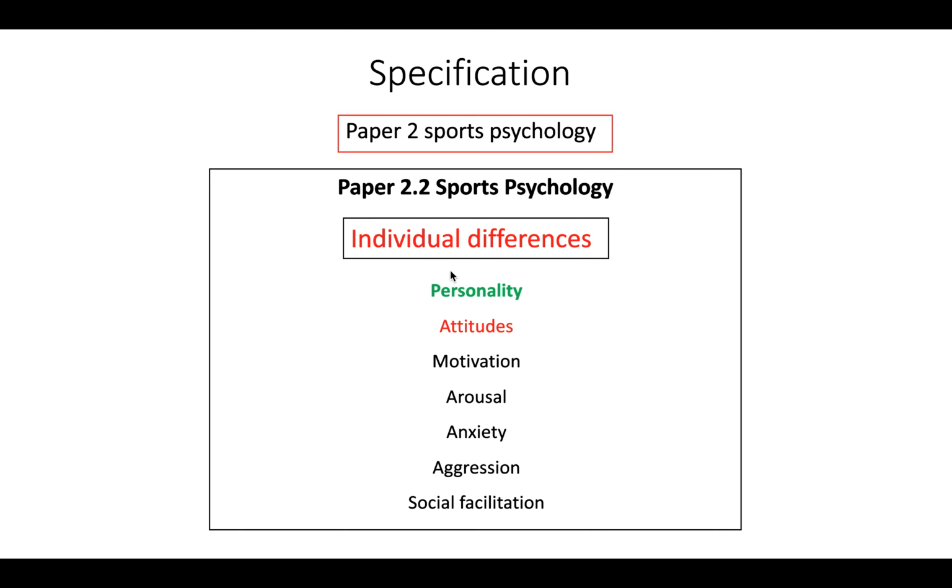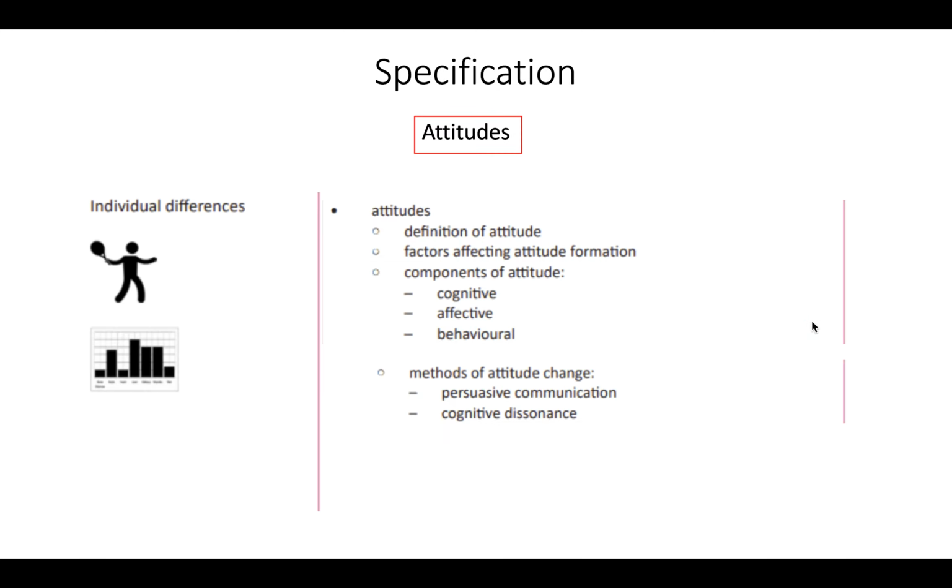So we've looked at personality, now we're going to look at attitude. The individual differences we're looking at today, in the next couple of lessons, are attitudes. If we're looking at the specification, we need to know the definition of attitude, factors affecting attitude formation, components of attitude, and methods of attitude change. So how we change our attitude. Okay, so that's the outlook of the next couple of lessons.